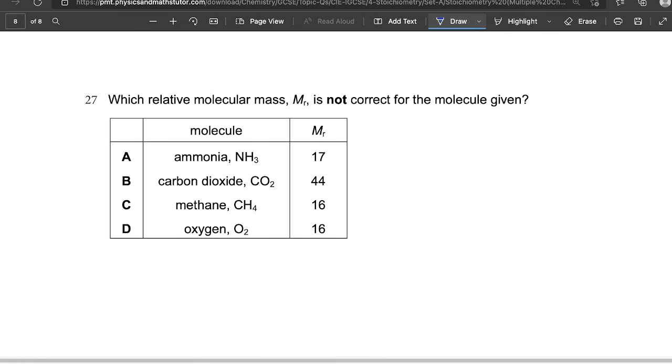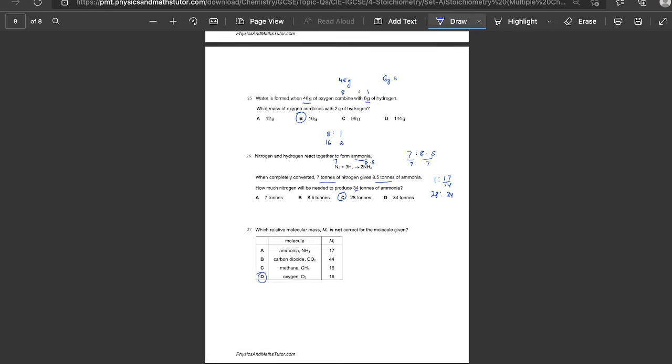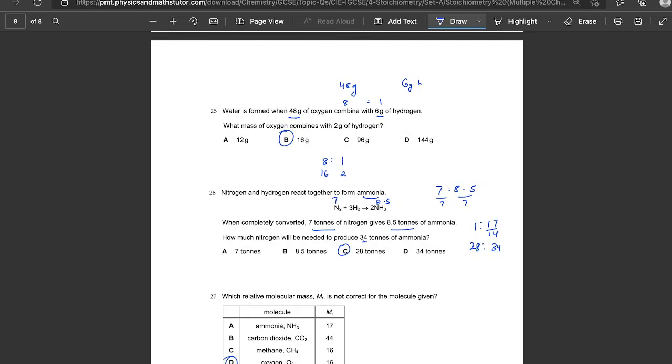Last question, it says, which relative molecular mass Mr is not correct of the molecule? Okay, another, didn't we do this question? The answer was D, right? So this is a repeated question, and we did this question. So we did 2 repeated questions, so we did in total 25 questions.